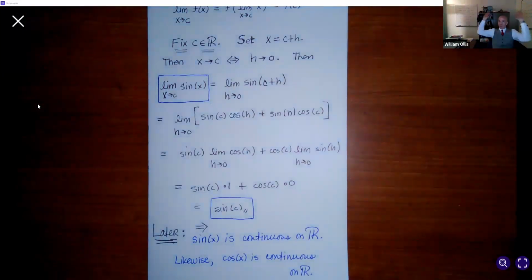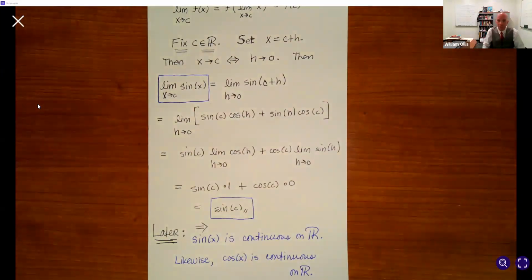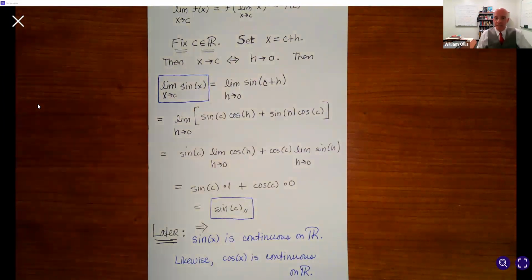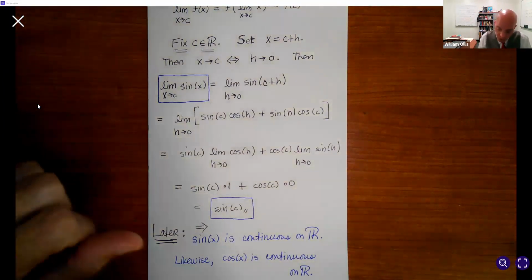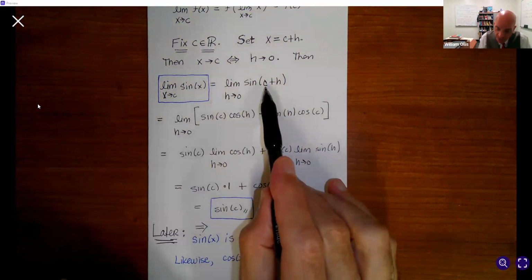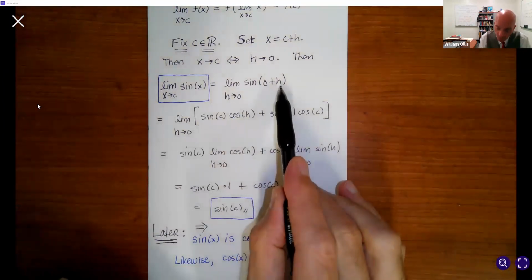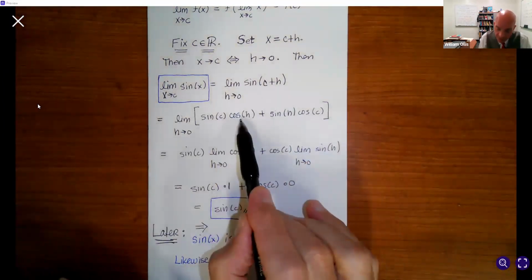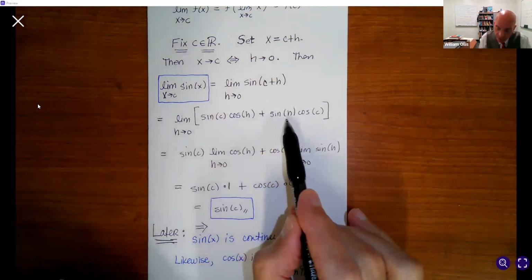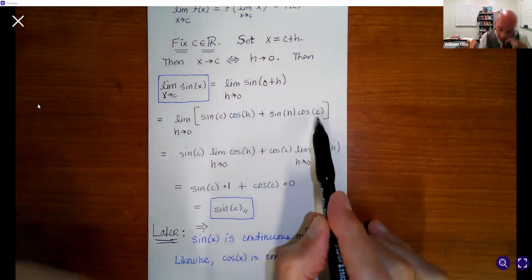Of course, I got to move around to keep the lights from going off. We'll use this in this class, and then even more so in calculus 2. So, of course, sine of c plus h is just an addition formula. So that's sine of c cosine h plus sine h cosine c.